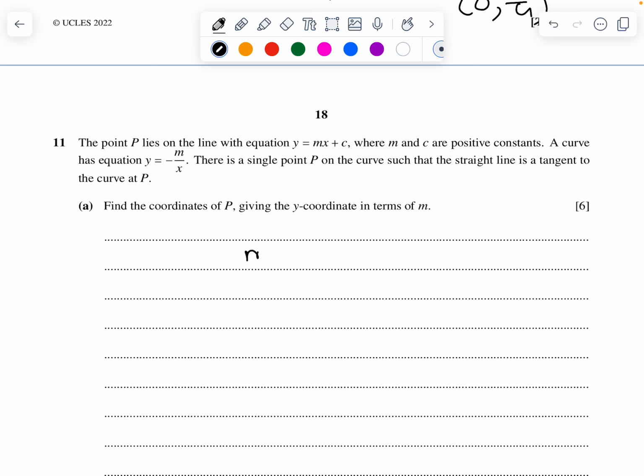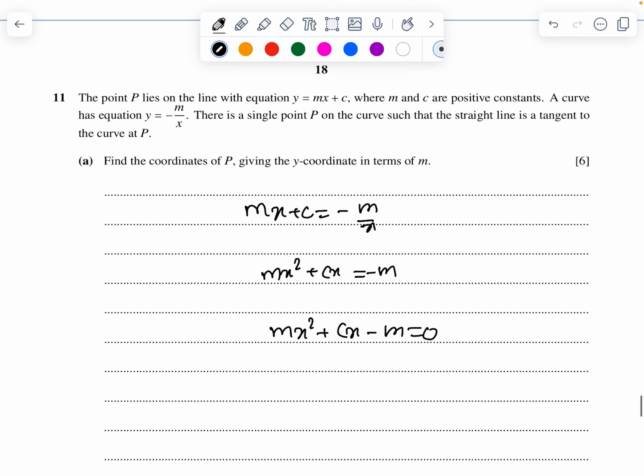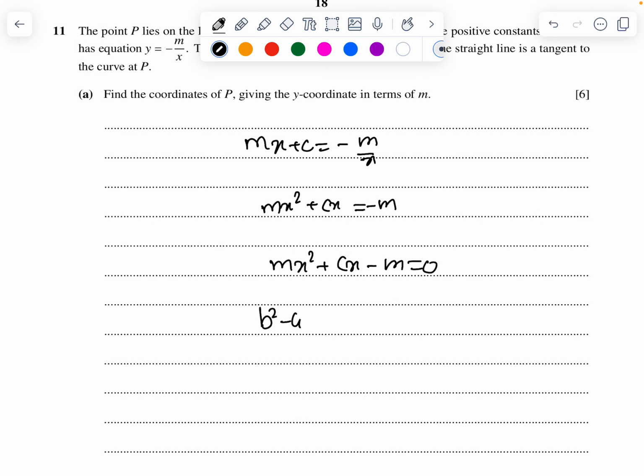So equating both, mx plus c equals negative m upon x. Then mx square plus cx equals negative m. So it becomes mx square plus cx minus m equals 0. Now it is a tangent, so b square minus 4ac should be equal to 0. b is nothing but c, so c square minus 4 times m times negative m, that is 4ac. This is positive m.